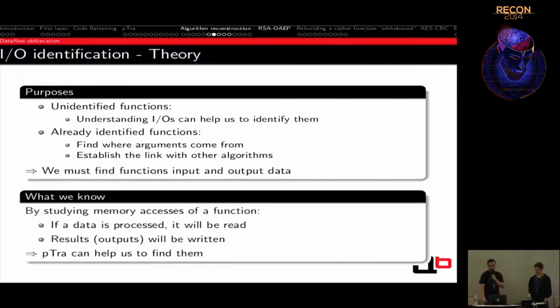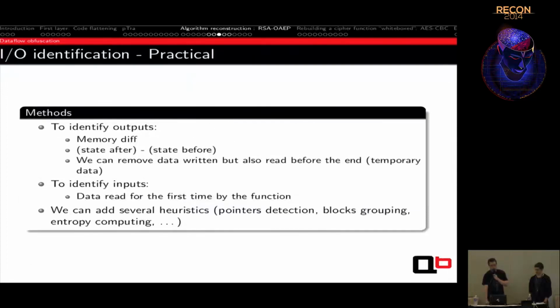So what do we know about the input and output by studying memory access on a function? If data is processed by a function, the input will be read, and all results will be written in memory. Again, Petra can help us to find them, because we instrumented all memory accesses of the DRM code.